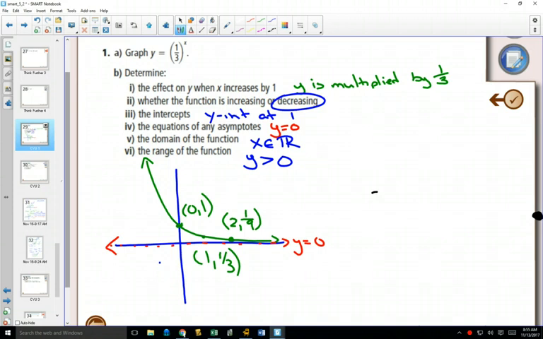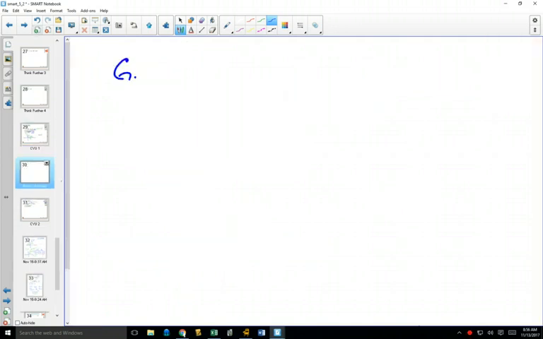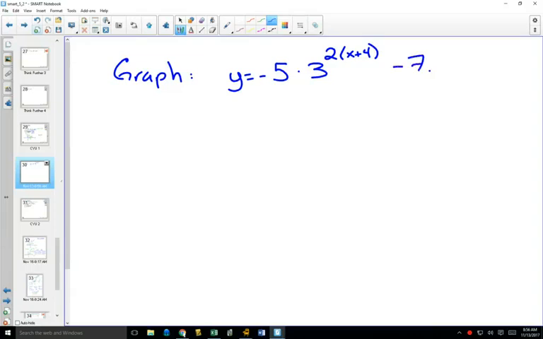Okay, so the questions for this are 3, 5, and 7. We are not going to do those right now. Instead, I'm going to give you another graph. So if you turn the page, you have room on 346. And I'm going to get you to review your transformations. And we're going to graph -5 times 3^(2x+4), minus 7.